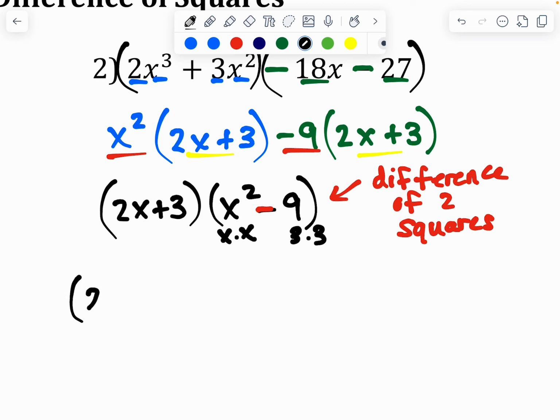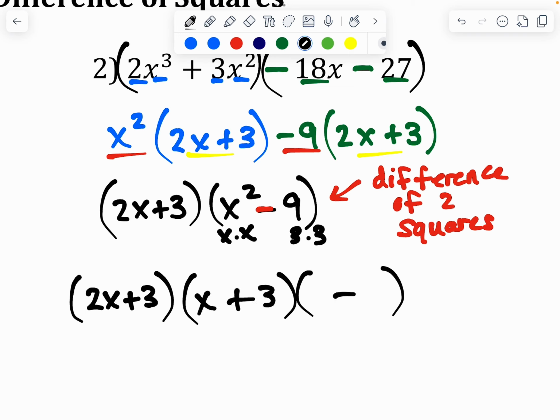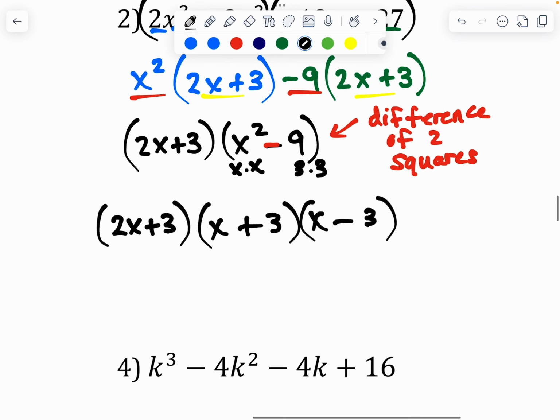I'm going to keep my first factor, 2x plus 3. Then I'm going to factor this. Remember, difference of two squares has two factors, one positive, one negative. This one's going to be x plus 3, and this one's going to be x minus 3. And that is my final answer.